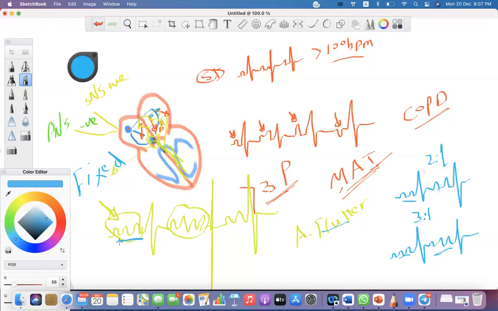Here 3 P waves are conducted, here 4 P waves are conducted, here 2 P waves are conducted. So you'll see the sawtooth appearance and irregular QRS complex intervals. So atrial flutter may be irregular due to variable conduction, or may be regular due to fixed conduction, which may be 2 to 1 or 3 to 1.